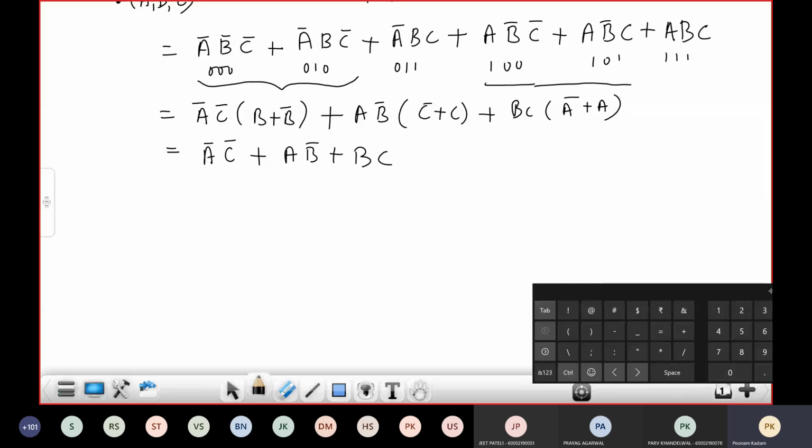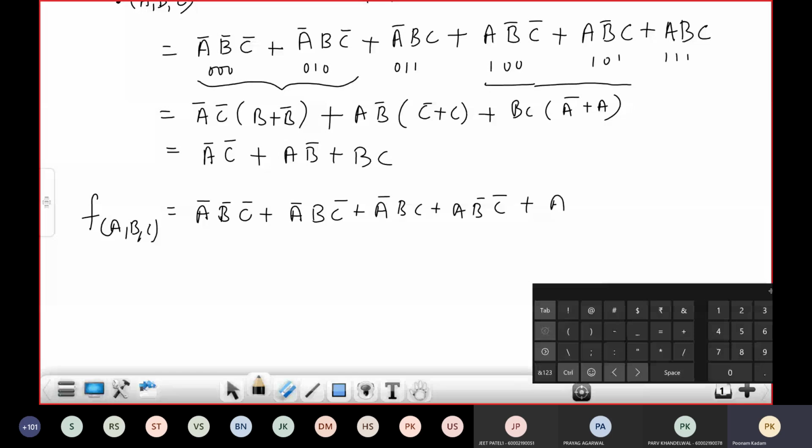Okay. Let me now redo the same question. I'll again simplify this. The expression was A bar B bar C bar plus A bar B C bar plus A bar B C plus A B bar C bar plus A B bar C plus A B C, right? This is the expression.